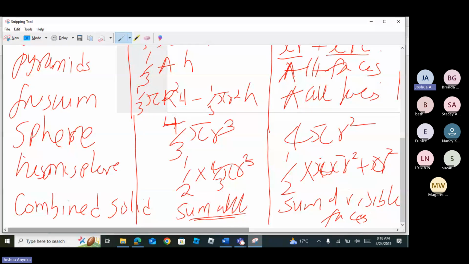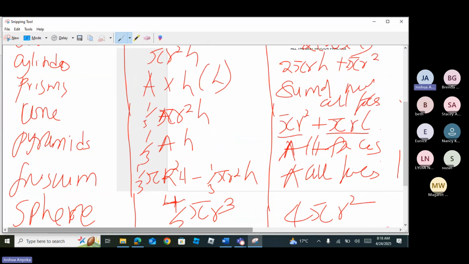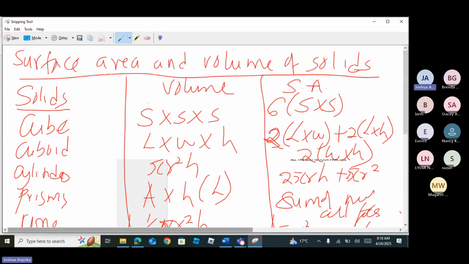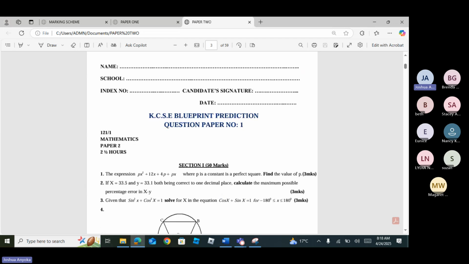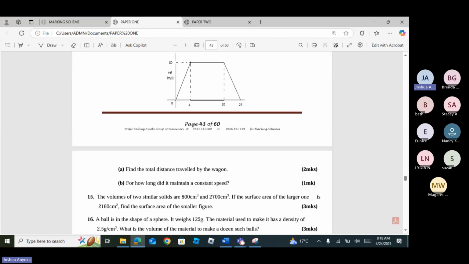So let's get back and maybe analyze one question. Let's say we're back. Surface area and the common surface area, the volume. We have trial paper 1, question 21. Let's see how it is behaving.